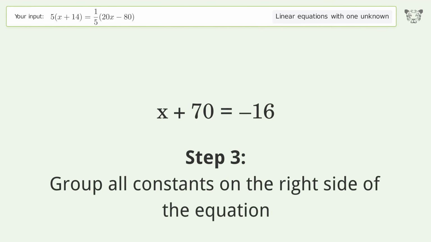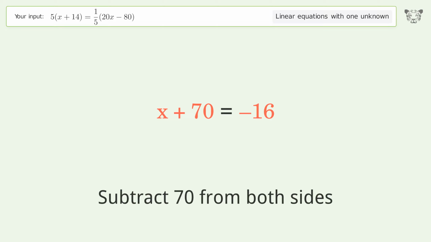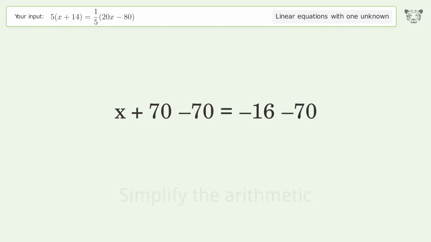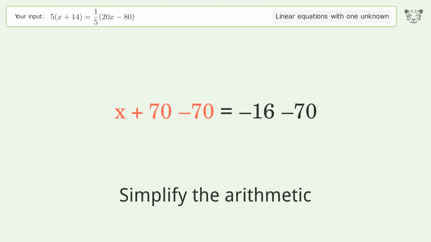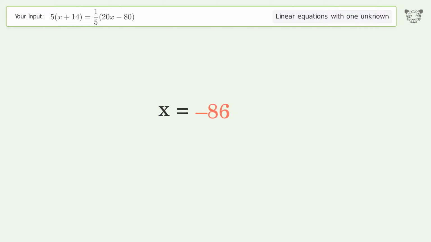Group all constants on the right side of the equation. Subtract 70 from both sides. Simplify the arithmetic. And so the final result is x equals -86.